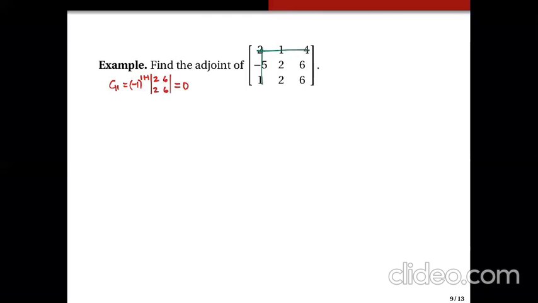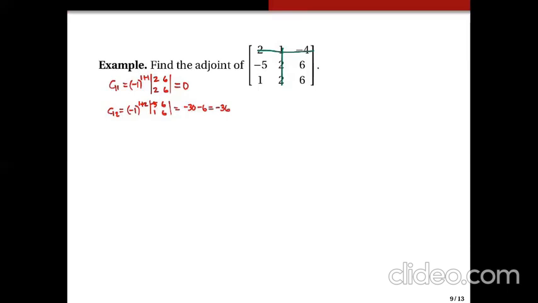Okay? Now C12 is equal to negative 1 raised to 1 plus 2, and then we want to get the determinant of the matrix obtained by deleting the first row and the second column. So we have negative 5, 6. Let me write that properly. So negative 5, 6, and then 1, 6. If you get the determinant, this is negative 30 minus 6. So this is equal to negative 36.